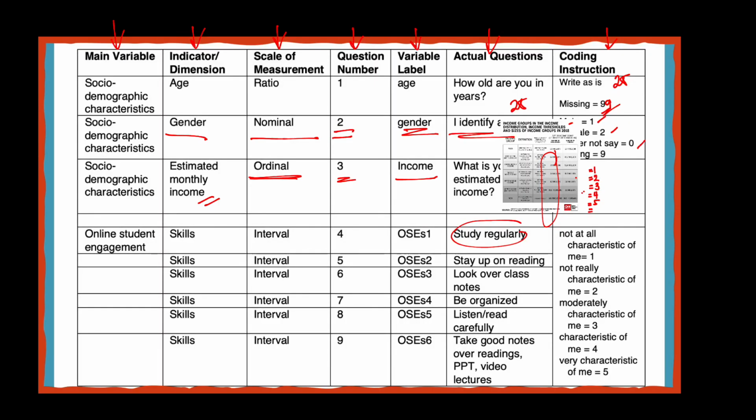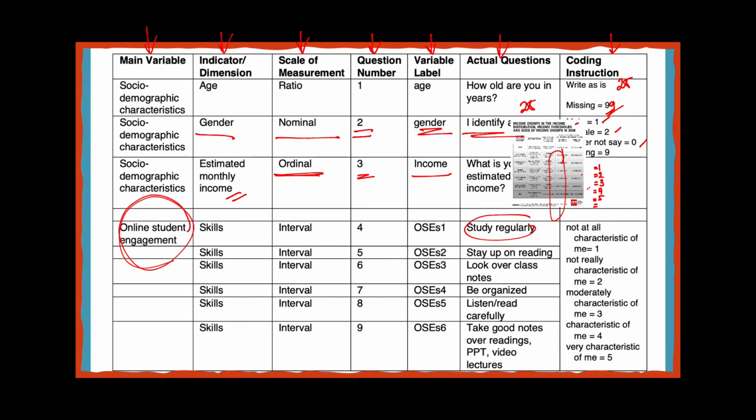And then another example: you're doing research whose main variable is online student engagement. So for example, your first dimension is skills. Now, online student engagement has four dimensions: skills, cognition, emotion, and behavior. So in this case, you're doing skills, and for skills, you used a skill.